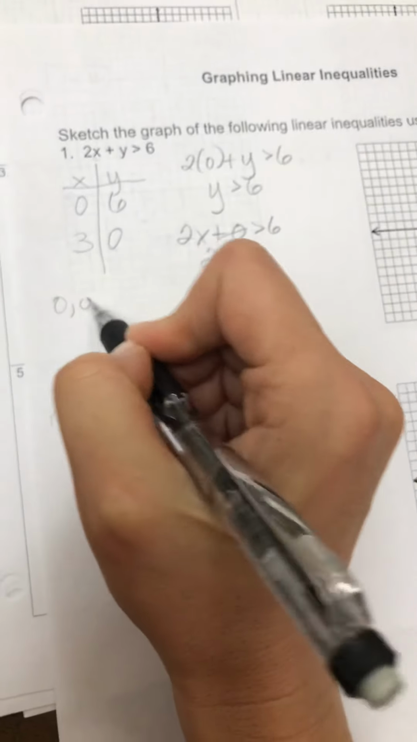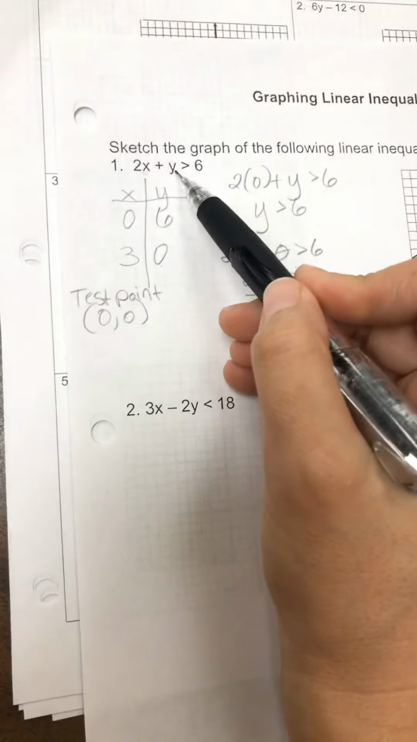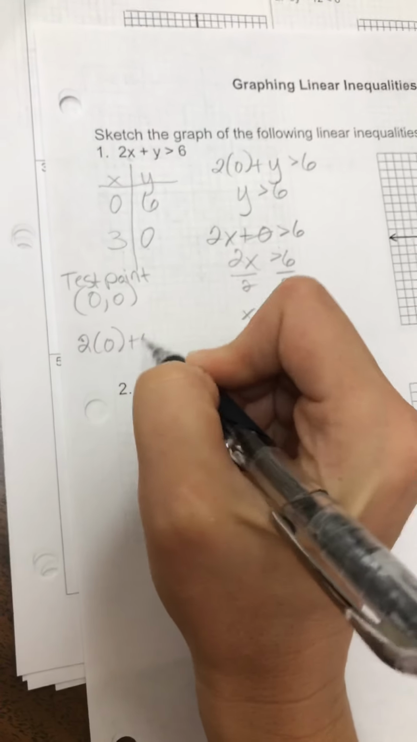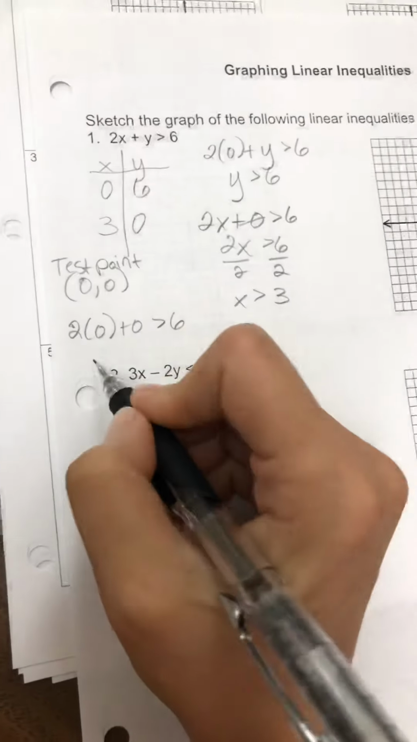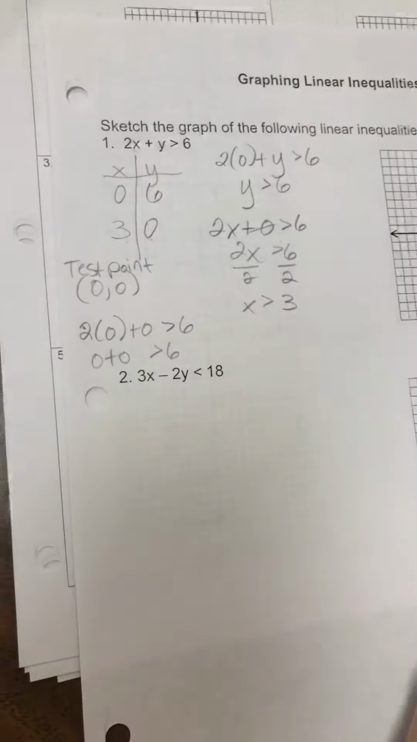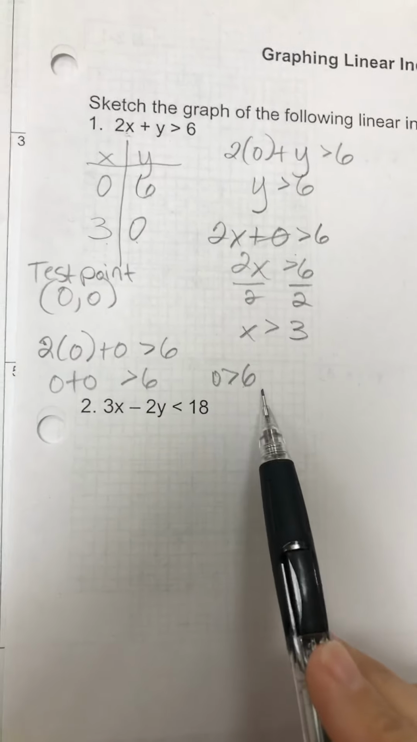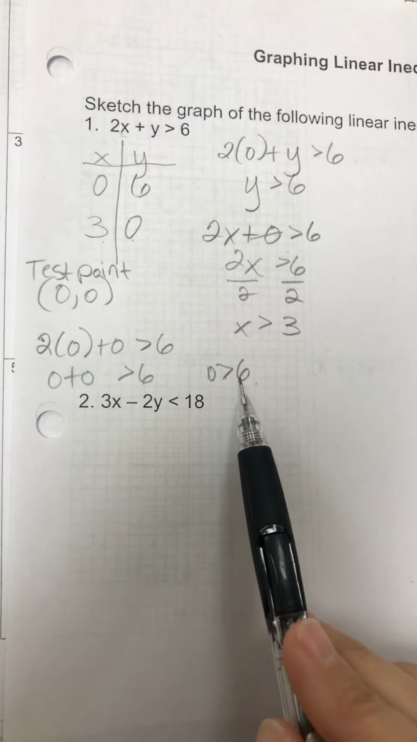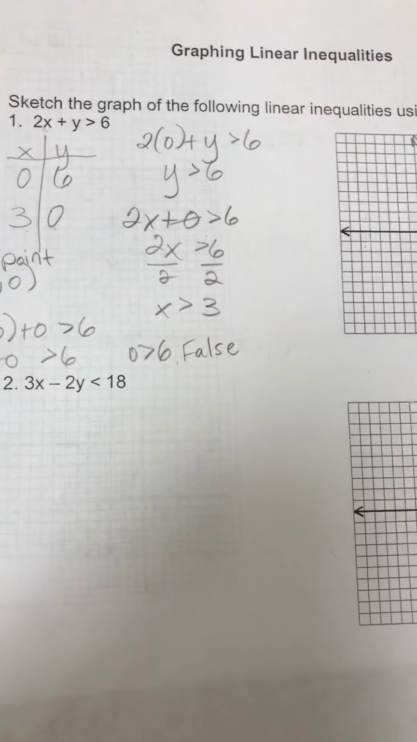I'm going to write test point so you can look back at your notes. Now we're going to plug in (0, 0) and see if this statement is true. So you say 2 times 0 plus 0 is greater than 6. You get 0 plus 0 is greater than 6, and you get 0 is greater than 6. Is 0 greater than 6? Is that true or false? No, that is false. 0 is not greater than 6.